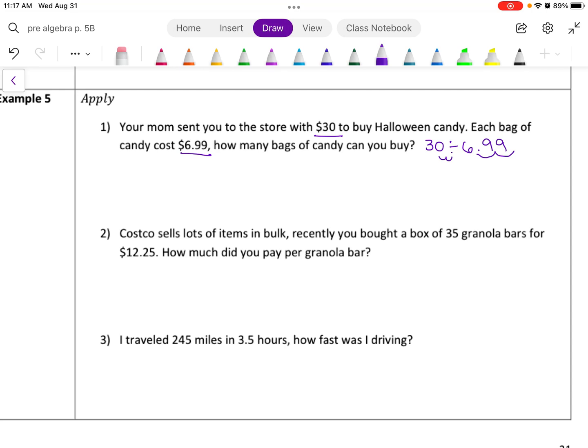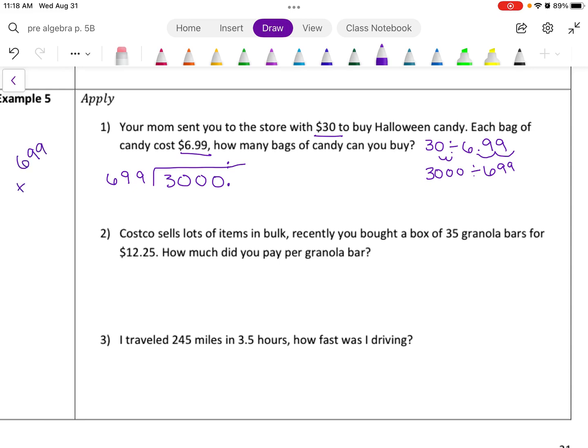We need to move our decimal place over 2 spots. 2 spots. So this is really going to be 3,000 divided by 699. Okay, 699. This is a big number. All right, we're going to have to do some extra thinking here. So let's see. So 699 does not go into 300, so we actually need to think about how many times it goes into 3,000.